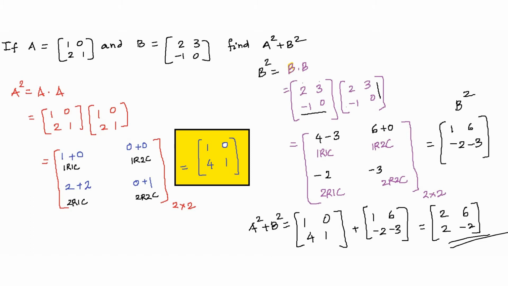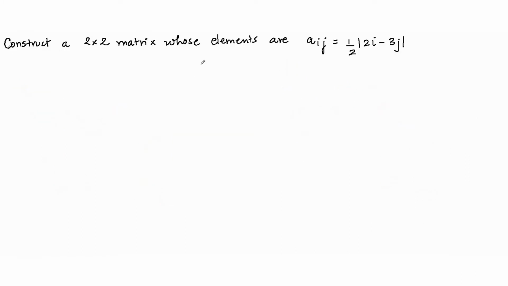Okay, moving on to the next question. So consider this question now. Construct a 2 by 2 matrix whose elements are Aij equals half of magnitude of 2i minus 3j, right?